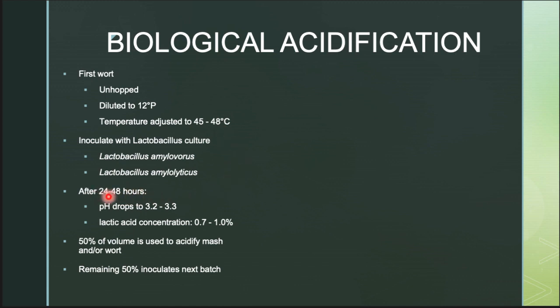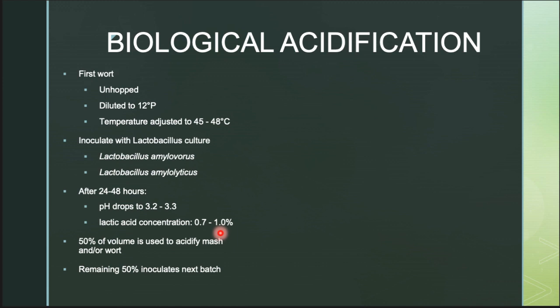After 24 to 48 hours in the propagation tank, lactic acid bacteria produce 0.7 to 1% of lactic acid and pH drops to 3.2 to 3.3. The lactic acid bacteria cannot tolerate any more of their own metabolic product, and so the equilibrium is automatically established at those concentrations of lactic acid.